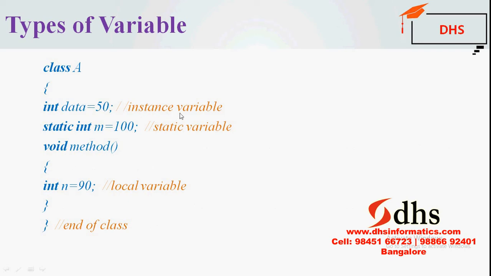Instance means global non-static variable. Static int m is equal to 100 is a static variable because we declared this as static, and we have a void method, which is nothing but one method. So here inside the method I am going to declare a local variable.